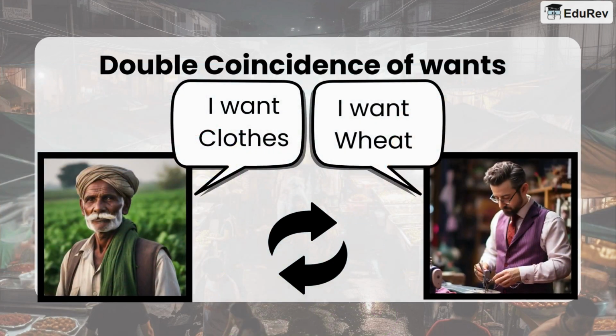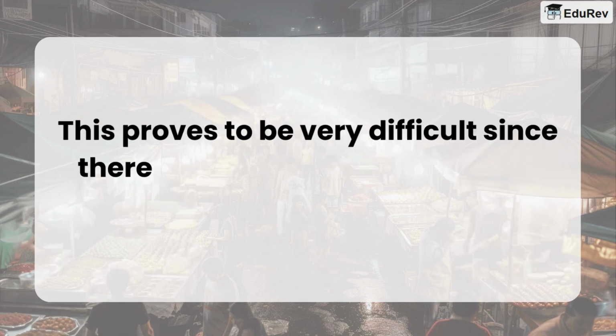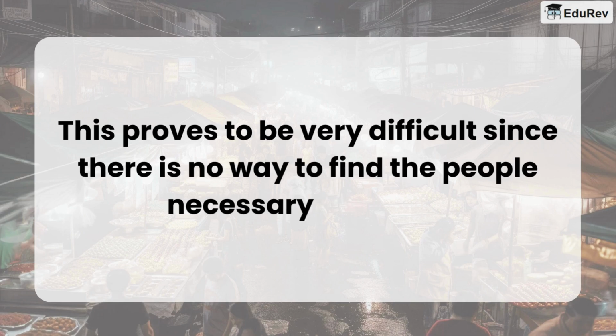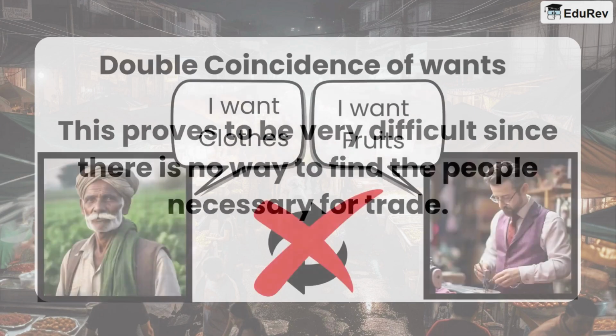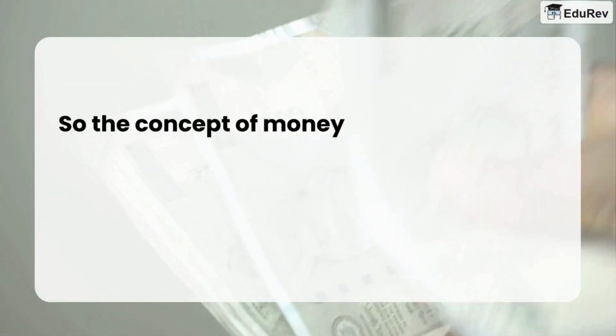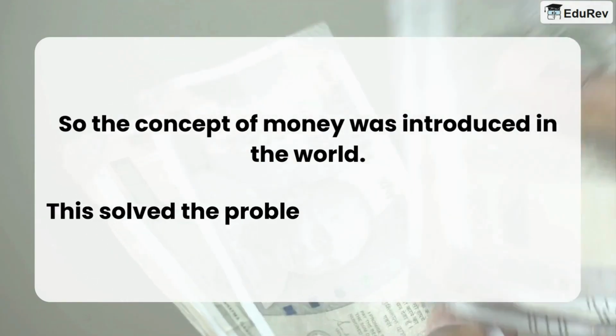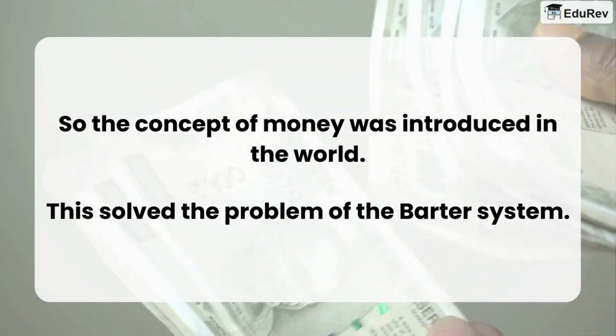The barter system requires a double coincidence of wants. Both parties must have the item the other needs for a complete trade. This proves to be very difficult since there is no way to find the people necessary for trade. A cloth seller might not always find what he needs in the market. So the concept of money was introduced in the world. This solved the problem of the barter system.